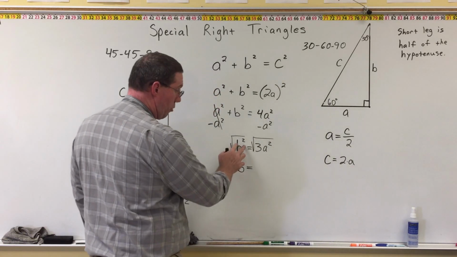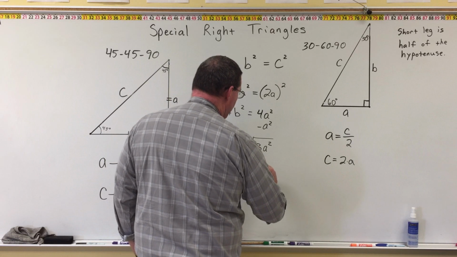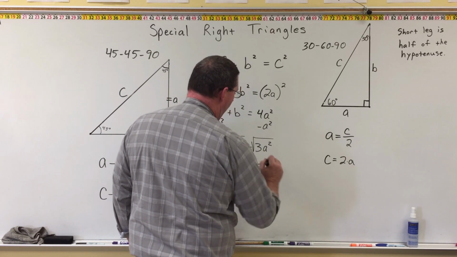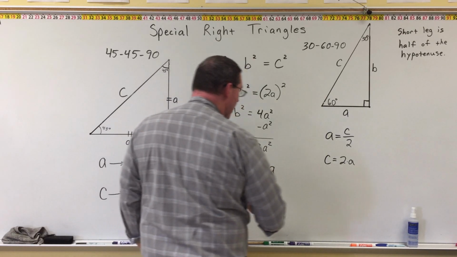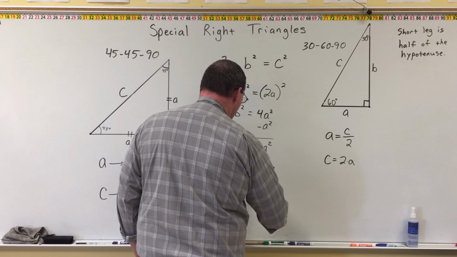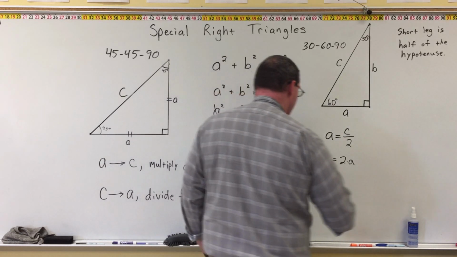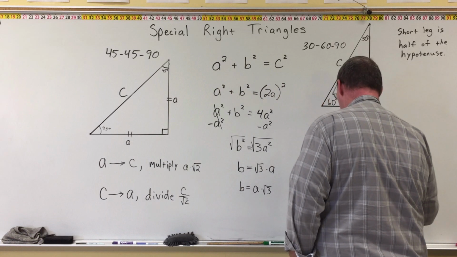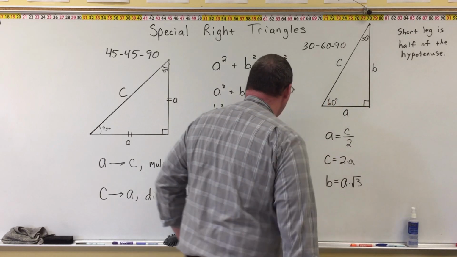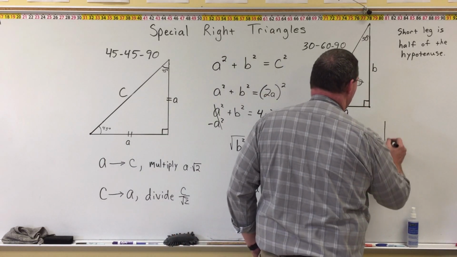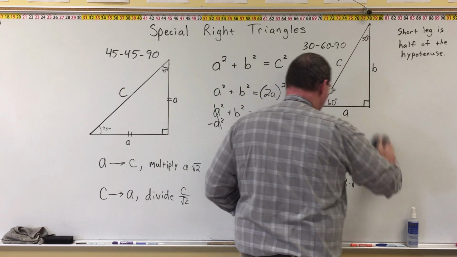So B is equal to, remember, we're solving for B here, the square root of 3 times the square root of A squared, well, that's A. So what we can say here is that B is basically equal to A times the square root of 3. That's it. That's very simple. B is equal to A times the square root of 3. So if I gave you a 30, 60, 90 right triangle, okay, that's an ugly one. That's not that good. Let me give you a better one than that.